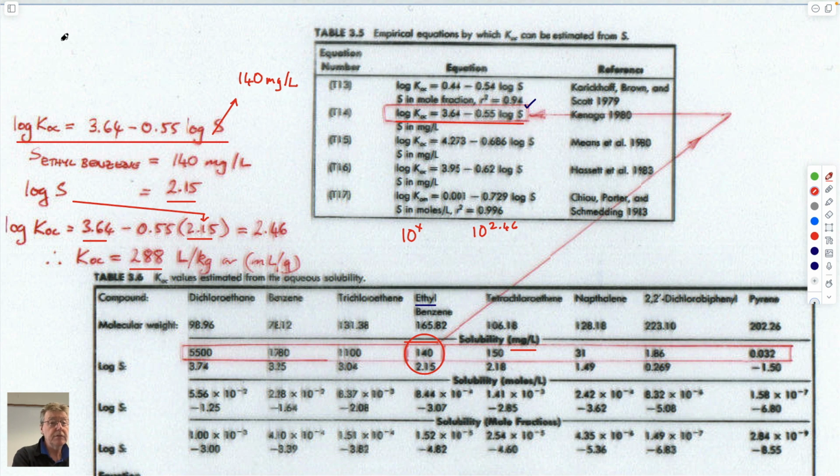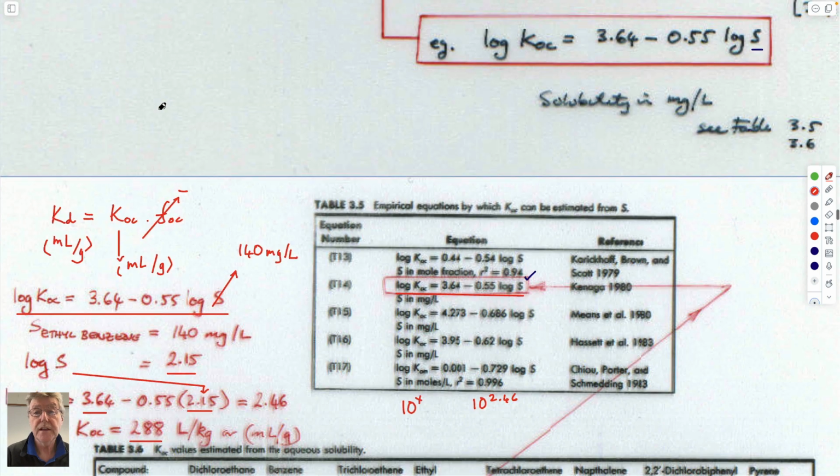And so if we have that, if we want to calculate KD, we just multiply KOC times F, fraction of organic carbon. This is no units. This is units of milliliters per gram. So this also will be milliliters per gram in terms of units. Okay, so it's just a formula. So that happens to be one formula.